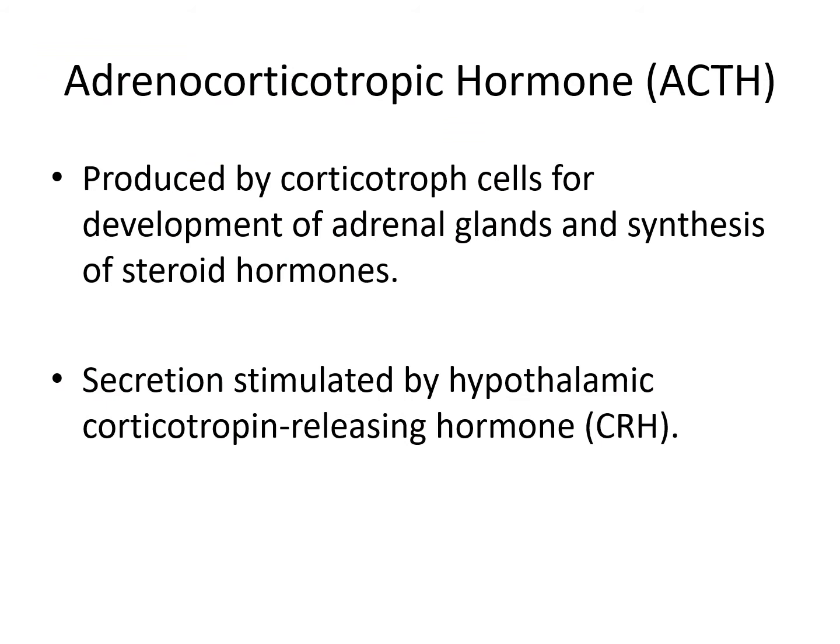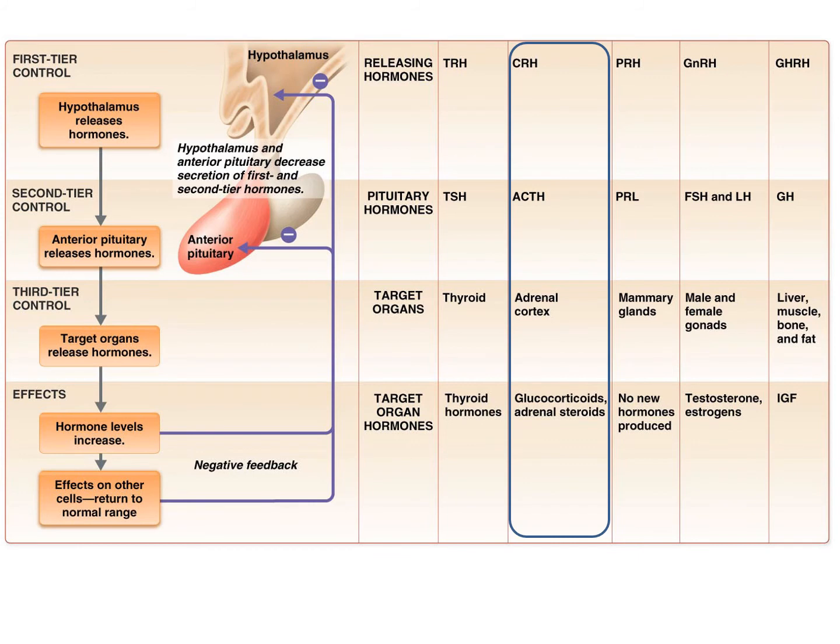Adrenocorticotropic hormone, or ACTH, is produced by corticotropic cells for the development of the adrenal glands and synthesis of steroid hormones. It is stimulated by the hypothalamus, by hypothalamic corticotropin releasing hormone, or CRH. So CRH from the hypothalamus will stimulate ACTH from the anterior pituitary gland. So here is corticotropin releasing hormone, which will stimulate ACTH that affects the adrenal cortex, which has effects on different hormones such as glucocorticoids or steroids, which we'll talk about later today.